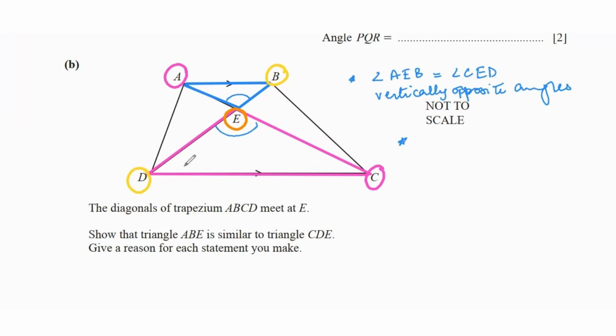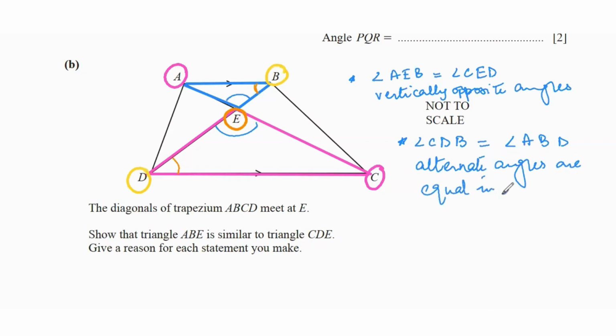Then the second one is that we know that this angle is equal to this angle. Angle CDB is equal to angle ABD, because alternate angles are equal in parallel lines.